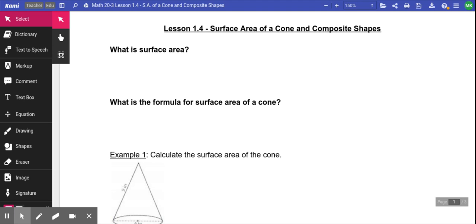So, surface area. We should be getting down on this now. Like, what is surface area? The area of the surface. It's just the amount that the surface takes up. Yeah, the amount it takes to cover something, the amount it takes up, right?